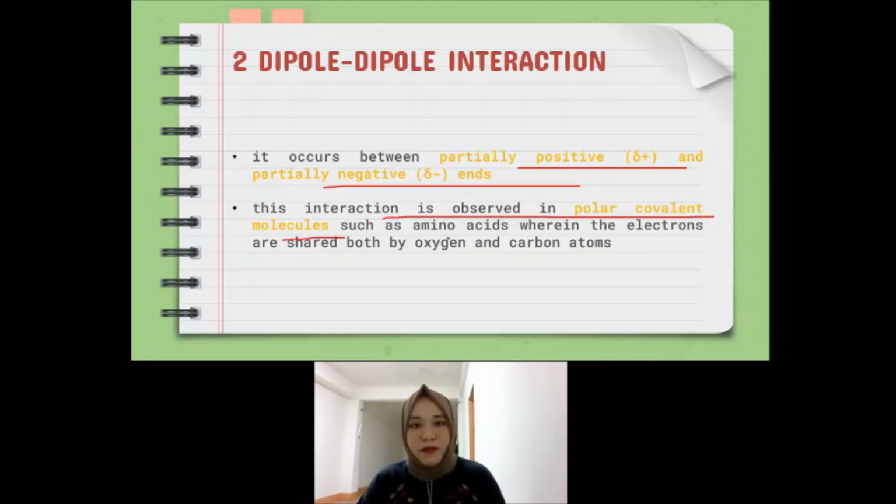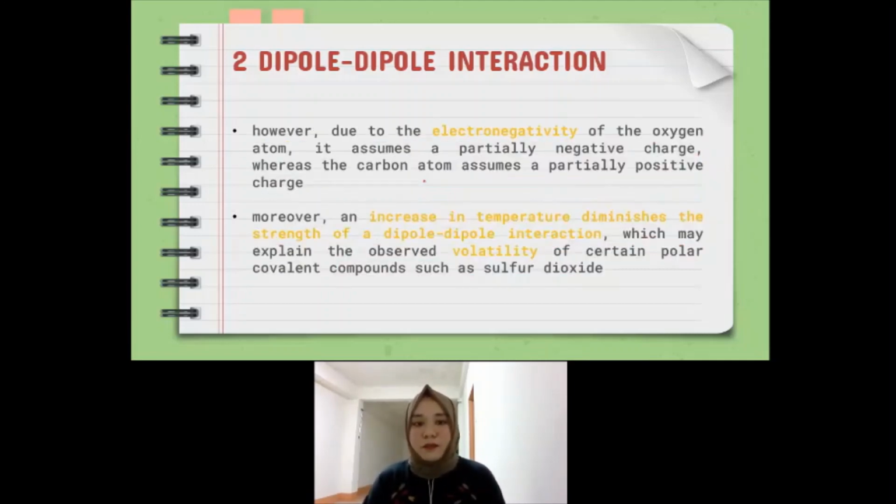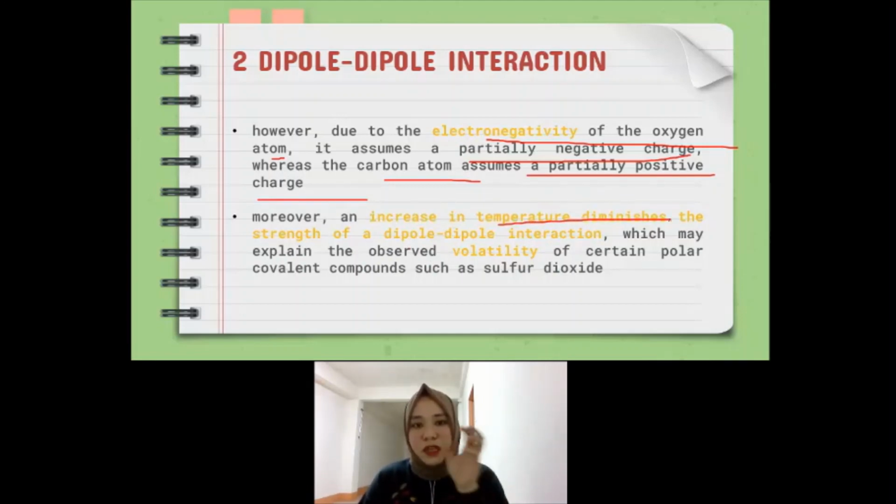Take note, whenever it is polar covalent molecules, it involves the sharing of electrons. So these are common among amino acids wherein the electrons are shared both by oxygen and carbon atoms. If you could remember, amino acids are the building blocks of proteins. However, due to the electronegativity of the oxygen atom, it assumes a partially negative charge, whereas the carbon atom assumes a partially positive charge. Moreover, an increase in temperature diminishes, meaning it decreases, the strength of a dipole-dipole interaction.